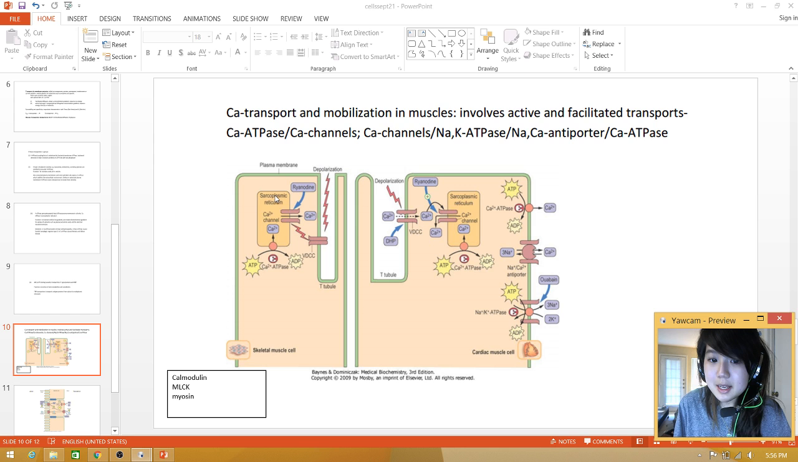So once the SR is activated, calcium is going to go through the calcium channel and then bind to calmodulin. Once it binds to calmodulin, calmodulin is going to be activated and it's going to activate the enzyme MLCK. And once MLCK is activated, it's going to then phosphorylate myosin. After all of that happens, the muscle cell is going to contract. After contraction, the muscle has to relax, meaning that calcium must go back into the SR. And for this to happen, we need calcium ATPase.